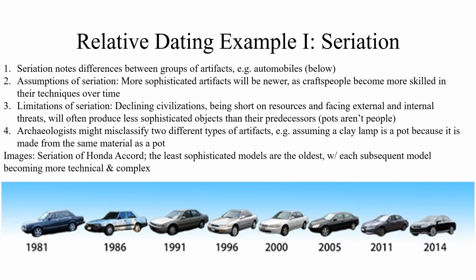There are some limitations to seriation, however. For example, just as civilizations rise, they fall, and as civilizations decline, oftentimes their material culture becomes less sophisticated, less advanced, and just of a lower quality. The civilization being short on resources, facing external and internal threats, will often just produce objects that are not as good as those made by their predecessors.